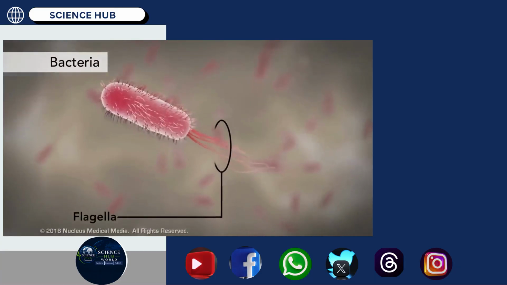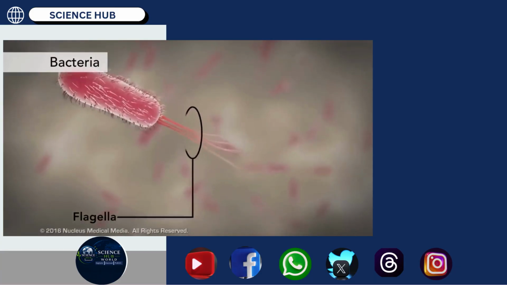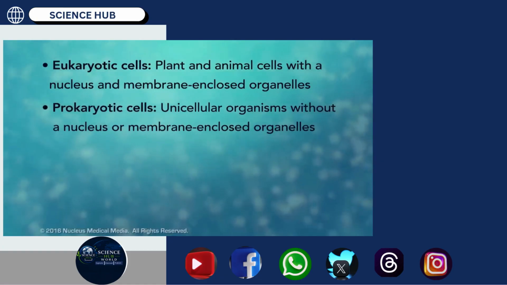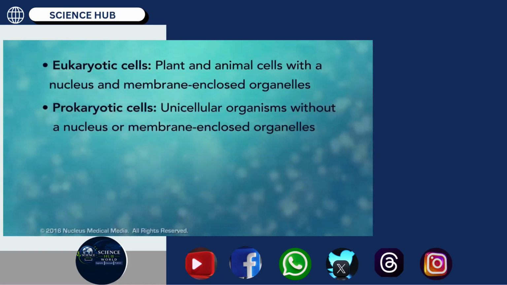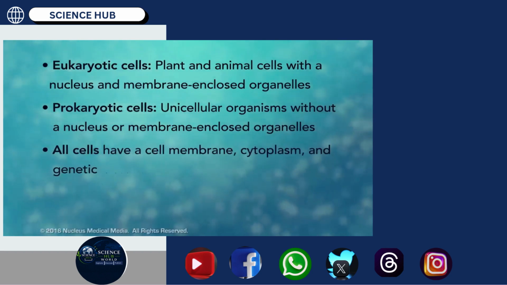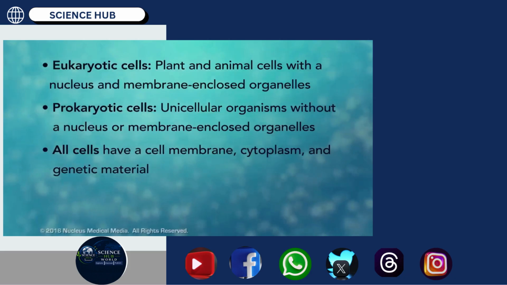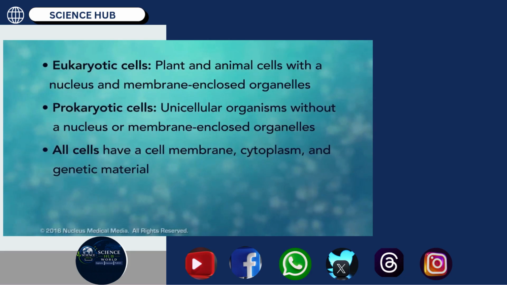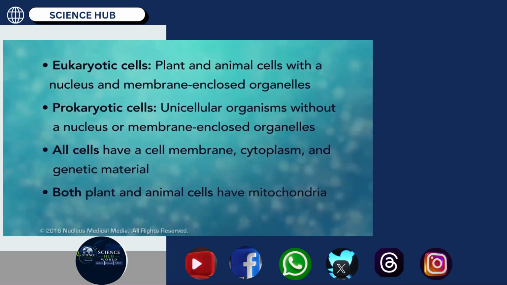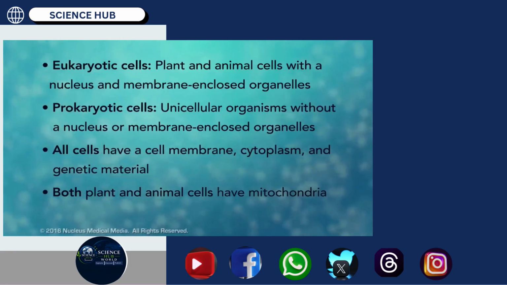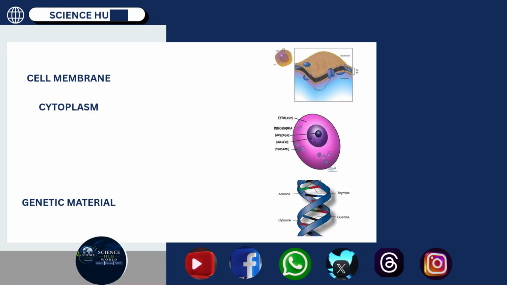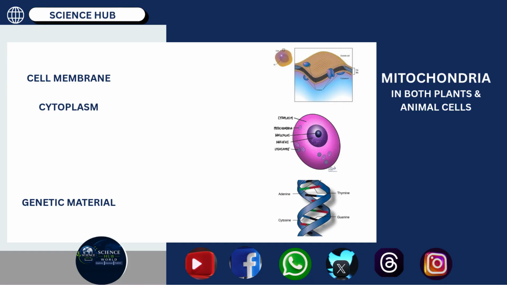In summary, we can say that always remember that eukaryotic cells are the plant and animal cells with a nucleus and membrane bounded organelles, while prokaryotic cells are the unicellular organisms without nucleus or membrane bounded organelles like mitochondria, nucleus, and chloroplast. Similarly, all cells have three things in common we previously discussed: cell membrane, cytoplasm, and genetic material. And another point is both plant and animal cells have mitochondria.